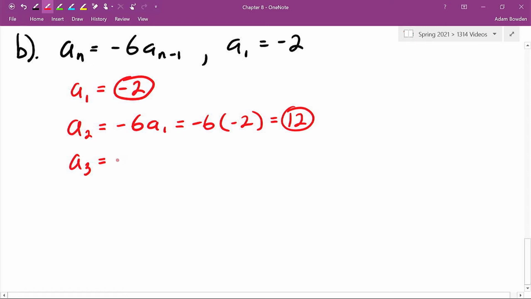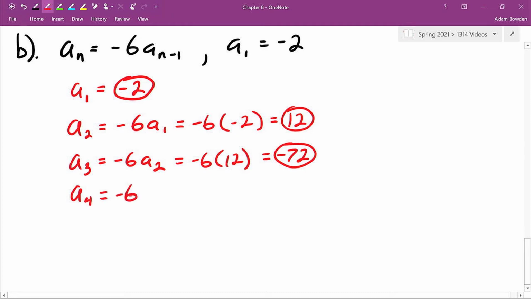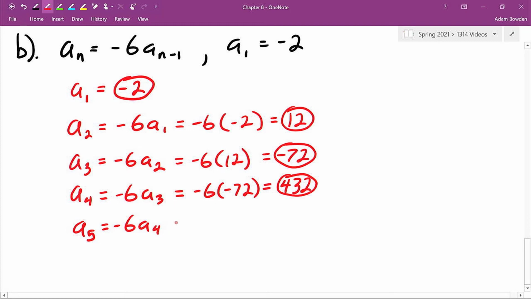a_3, it would tell us that it's -6 times a_(n-1). So it would be 3 minus 1, or 2, a_2. So that would be -6 times 12, which is -72. a_4 would be equal to -6 times a_3. So that would be -6 times -72, which would turn out to be 432. Then a_5 would be -6 times a_4. -6 times 432. You get a fairly large number now, -2,592.